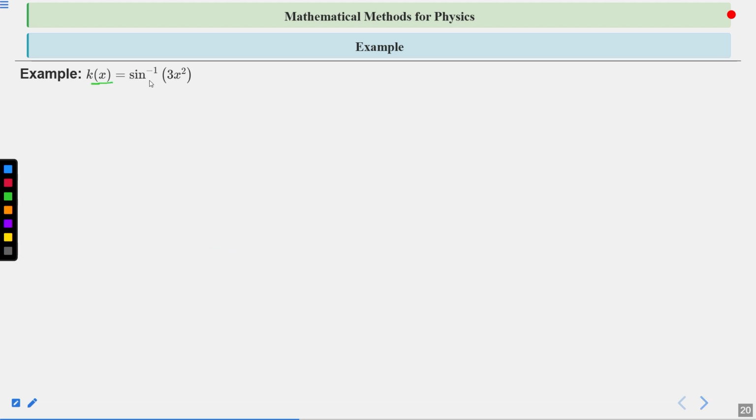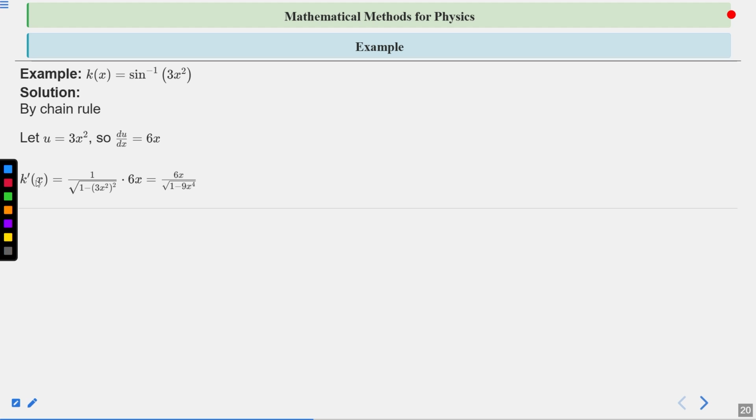k of x is equal to sine inverse 3x square. Solution by chain rule, let u is equal to 3x square. So derivative of 3x square is 6x, and now find out the derivative of sine inverse 3x square. So derivative of sine inverse 3x square is 1 upon under root 1 minus 3x square whole square into du upon dx, which is 6x. So final answer is 6x divided by under root 1 minus 9x raised to the power 4.